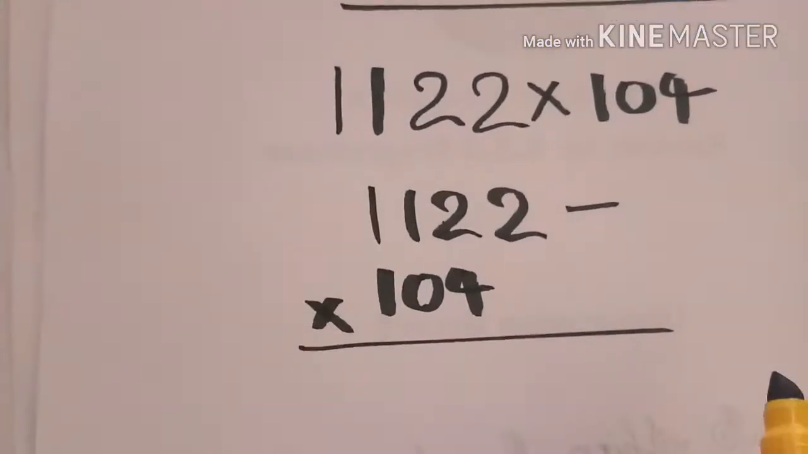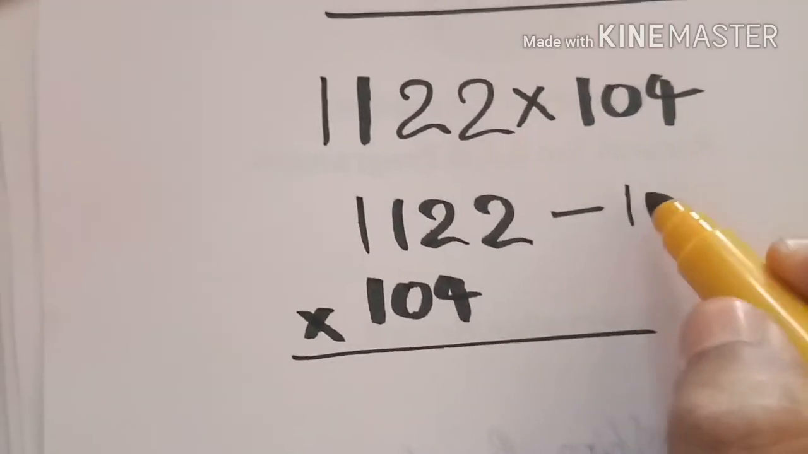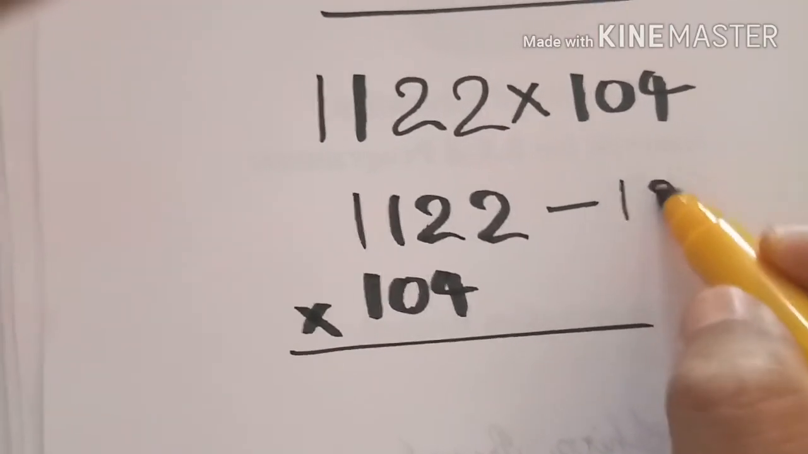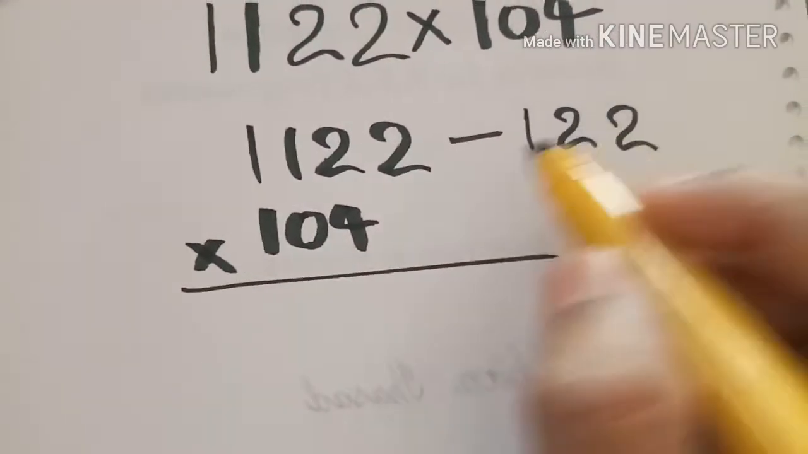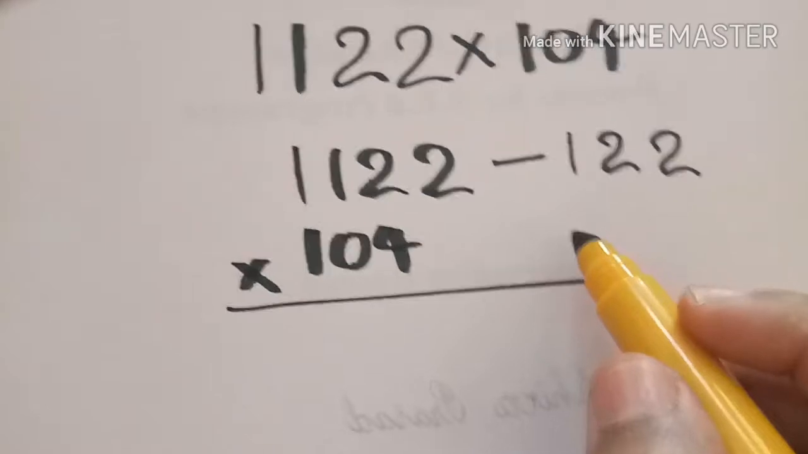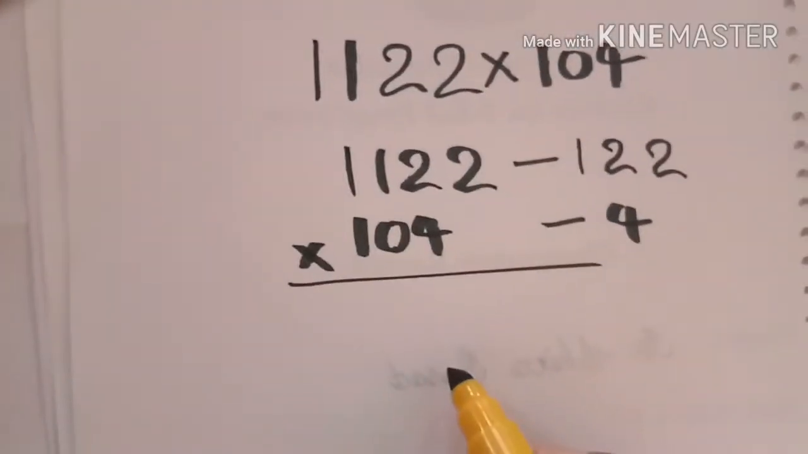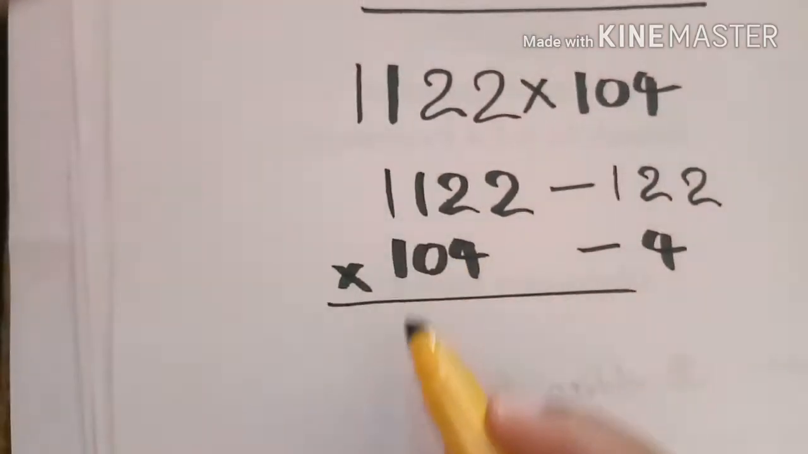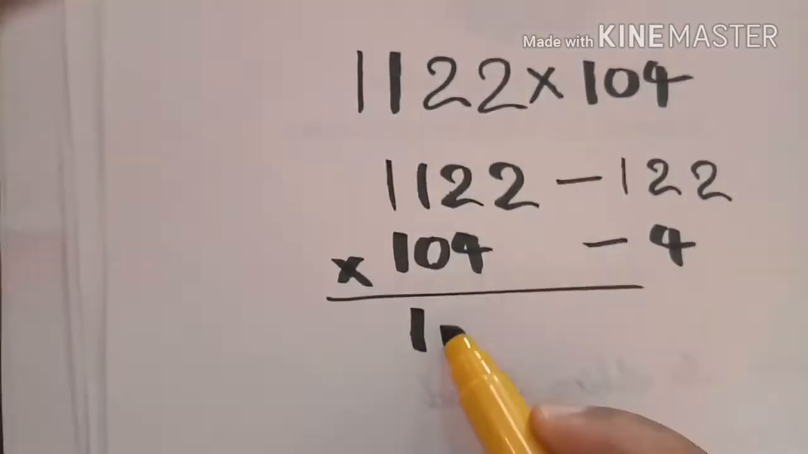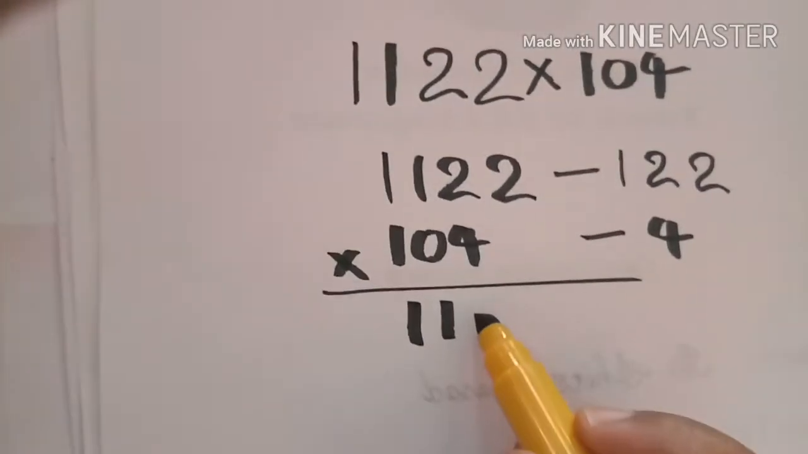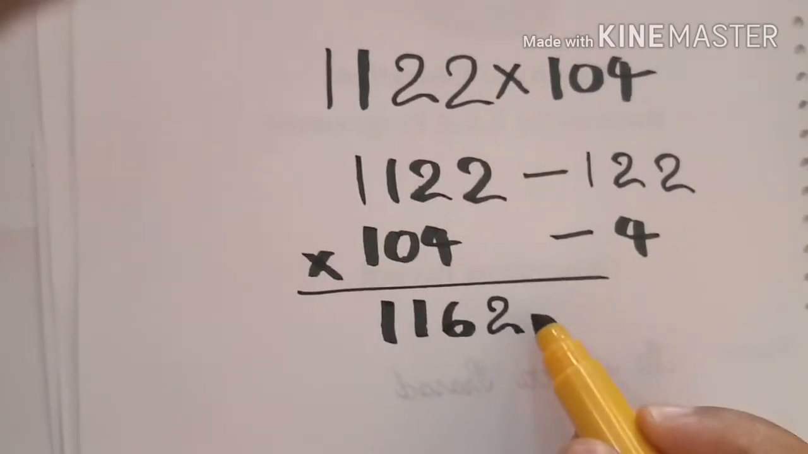I'm going to take the numbers above: 1, 2, 2, correct. So it is above, say, 122, right? Then I'm going to take 4 as the number. So here, simply, you can see 1 as it is, and 4 plus 2 is 6. Then I'm going to write 2 here.